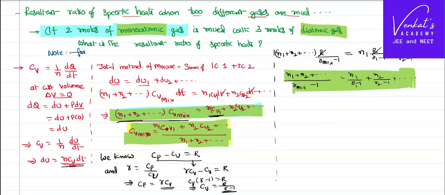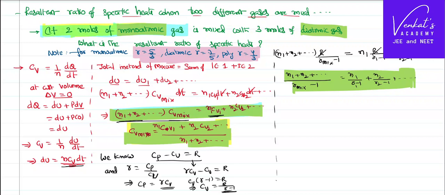But for now, we can say for monoatomic, the value of gamma is 5 by 3. For diatomic, the value of gamma is 7 by 5. For polyatomic, the value of gamma is 4 by 3, though it is not necessary for you right now in this problem. So for a while, assume that these values are given for you. And let's now go to the problem and see what we can do.